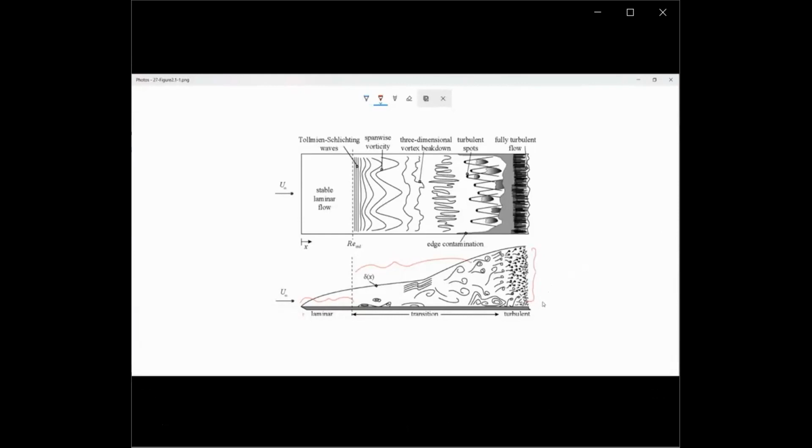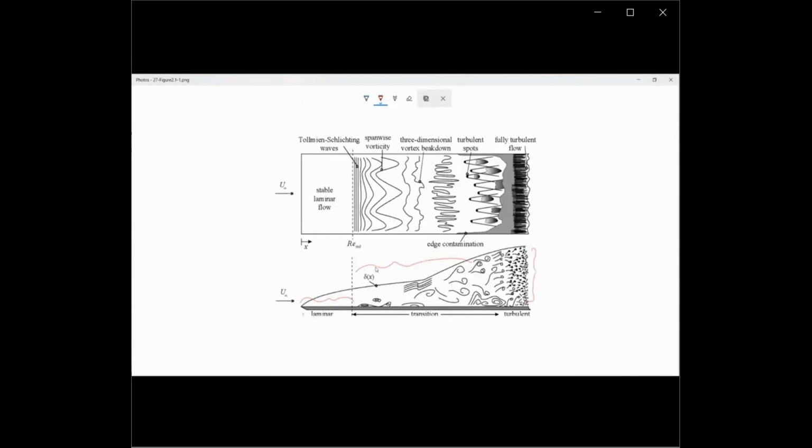Knowing how to deal with laminar boundary layers, therefore, is not sufficient. We need to also learn how to handle turbulent boundary layers as well. A few words regarding this picture on the screen. This is the side view. We see the laminar region, transition region, and turbulent region.